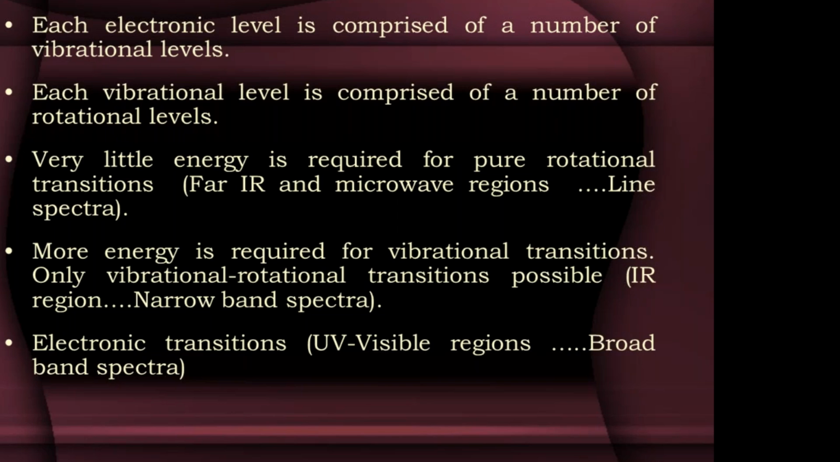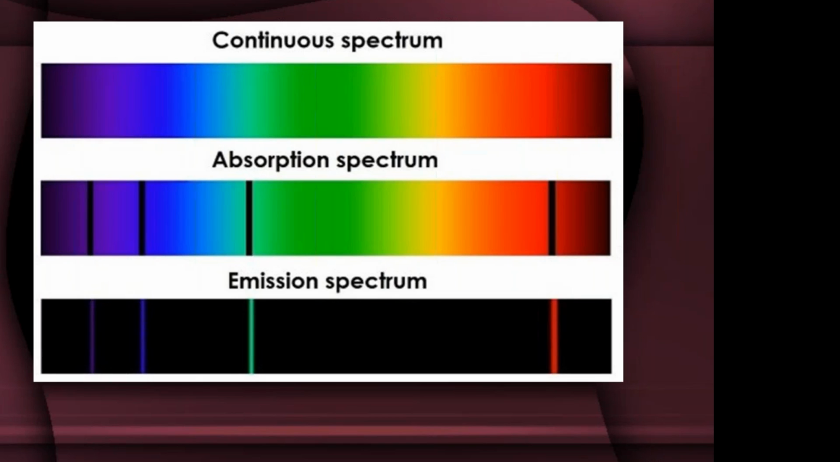And finally, you have electronic transitions. This occurs in the UV visible regions. We have been so far seeing about electronic transitions only. This occurs in UV visible regions, and this always results in broadband spectra. So this is a picture of a continuous spectrum, an absorption spectrum, and an emission spectrum. This is a line spectrum. So here you can see the lines. In a continuous spectrum, all the wavelengths are being emitted. So suppose it's visible light, all the colors are being emitted.